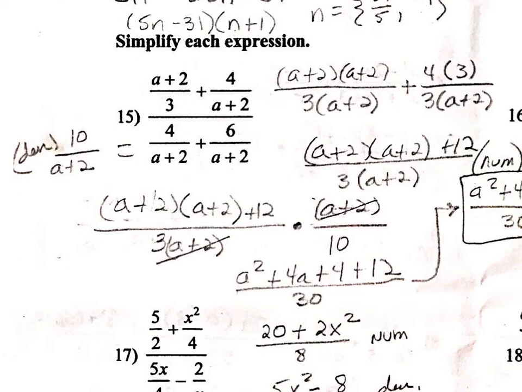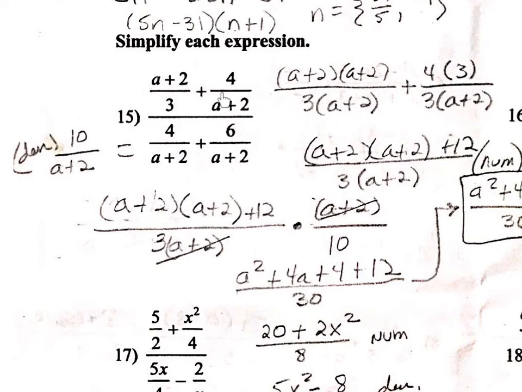So we're going to look at the numerator first. Well, my numerator right away, we don't have a common denominator here, so we can't add these fractions together. So the very first step is to take care of that. So I'm going to multiply this fraction by this one's denominator. So that's how I got this a plus 2 times a plus 2 over 3 times a plus 2. So that's my new fraction.